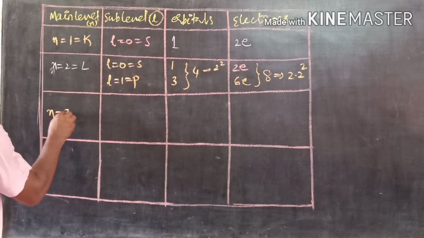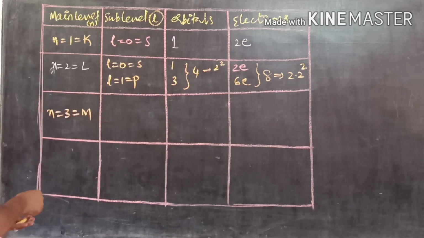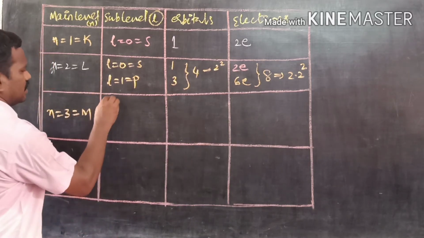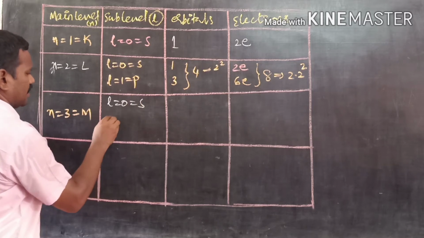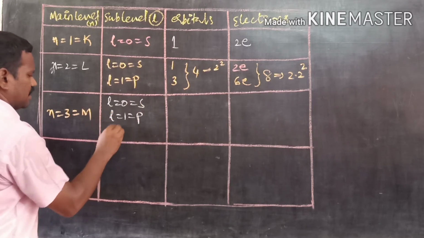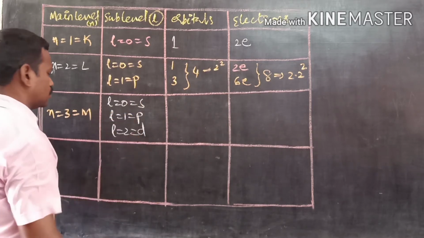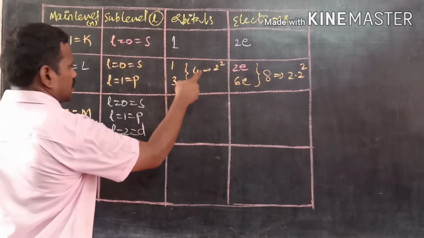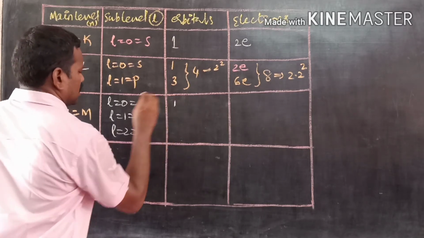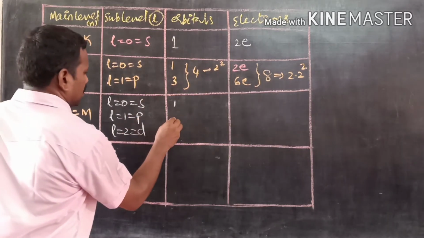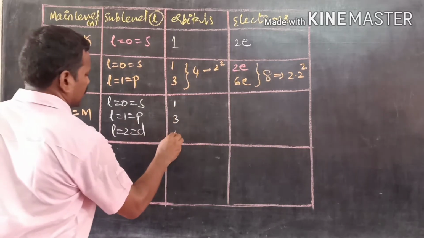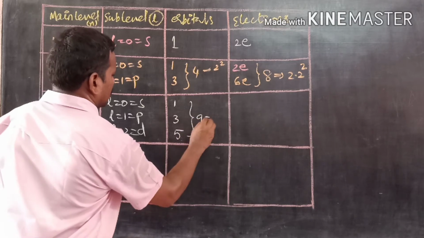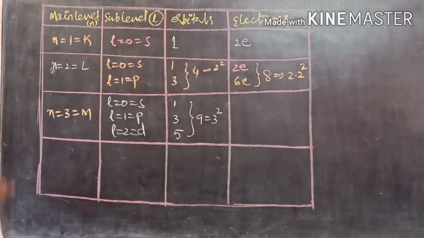Here, main level 3, that is n is equal to 3. Main level 3 has 3 sublevels. What are they? L is equal to 0, S sublevel. L is equal to 1, P sublevel. As well as L is equal to 2, which is called the D sublevel. Now, these sublevels are divided into orbitals. What are they? S sublevel with 1 orbital, P sublevel with 3 orbitals, D sublevel with 5 orbitals. Now, by adding these, the total number becomes 9. This can be written as 3 square.